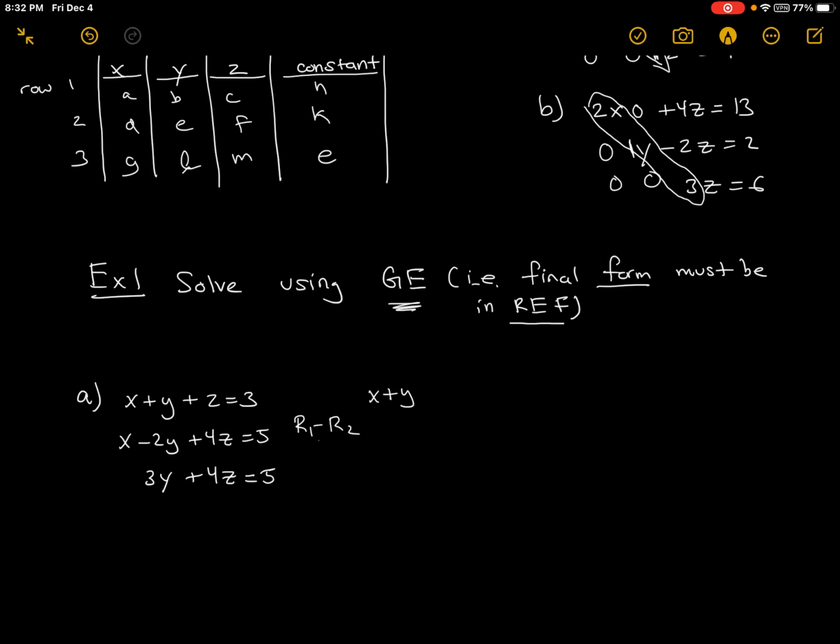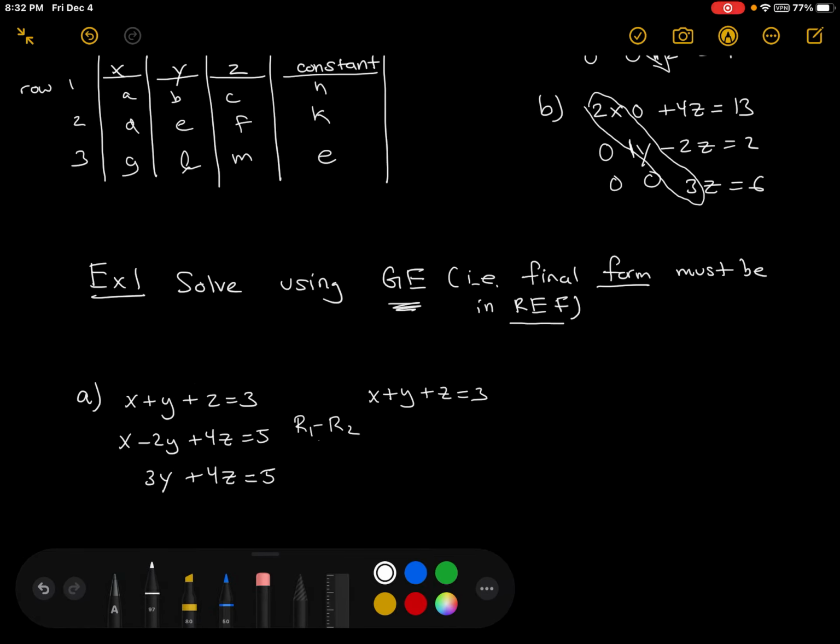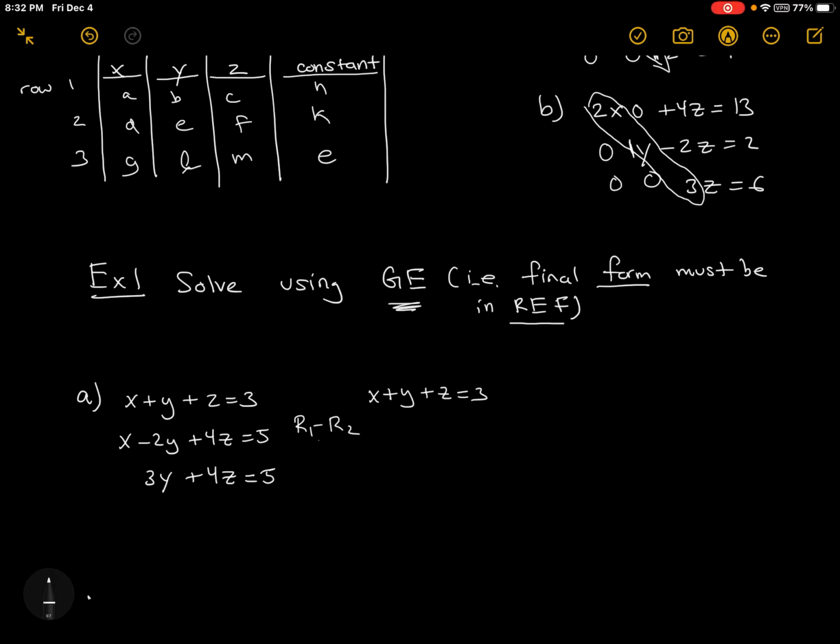So again, I'm going to copy down the first equation, x plus y plus z is equal to 3. And I have x minus, this is the part I want to replace, so I'm going to erase this. So after I do row 1 minus row 2, I'm going to replace the new equation in row 2. Okay, so x minus x is 0. Y minus negative 2y is 3y. Z minus 4z is negative 3z. And 3 minus 5, of course, is equal to negative 2. Okay, and then you bring down the other equation again.